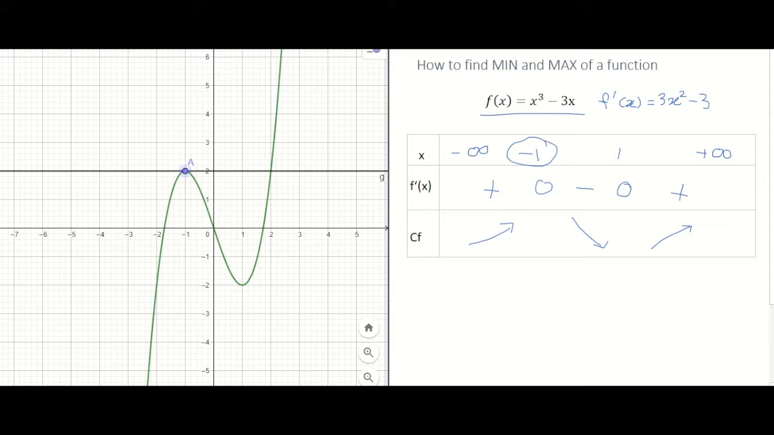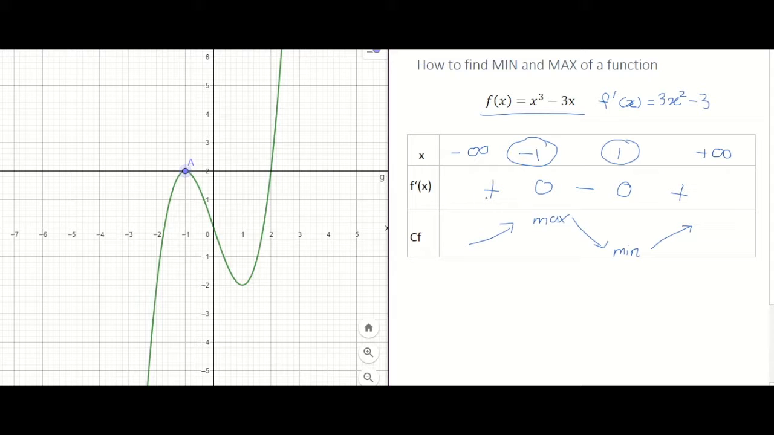So at x equals minus 1, it's our maximum point. And here we can see the graph has gone down and then stopped, become 0 at x equals 1 and then gone up again, indicating that at 1 it is our minimum point.